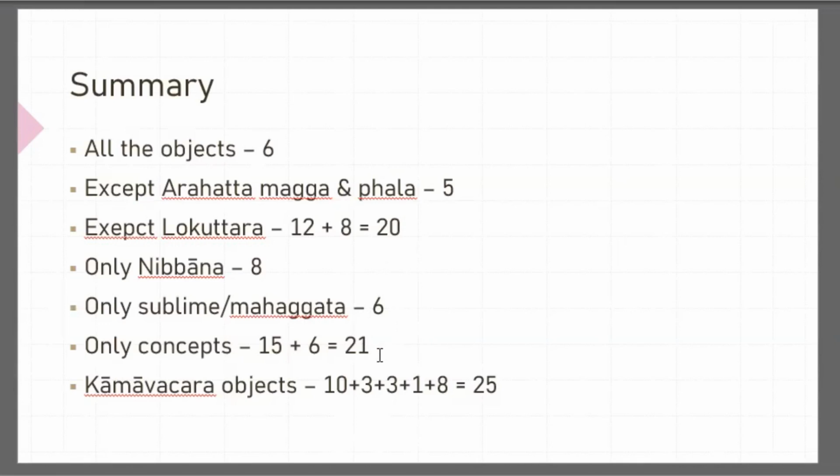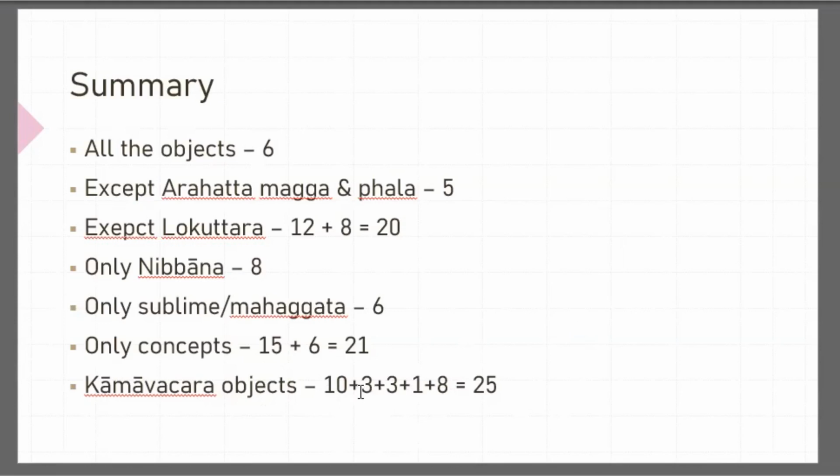Then 21 Cittas can take only concepts as the object. What are they? 15 Rupavachara Cittas and the first Arupavachara and third Arupavachara, Ākāsānañcāyatana and Ākiñcaññāyatana, 6 altogether. 15 plus 6, altogether 21. Then there are 25 Cittas that can take Kamavachara objects. So here we classify them into respective numbers.